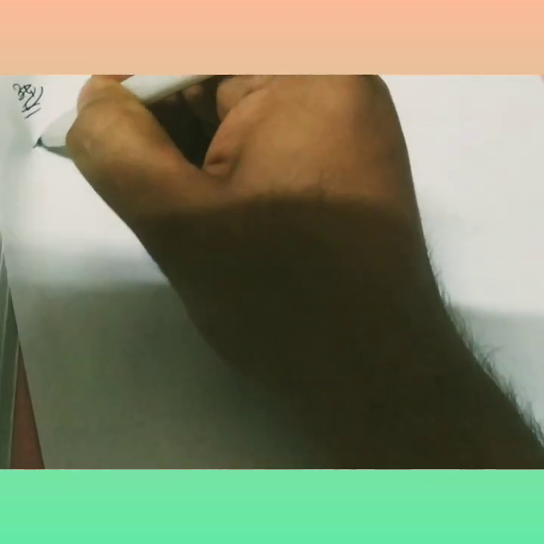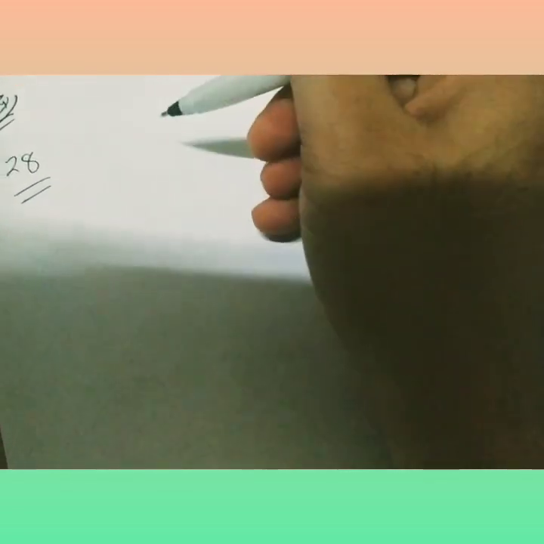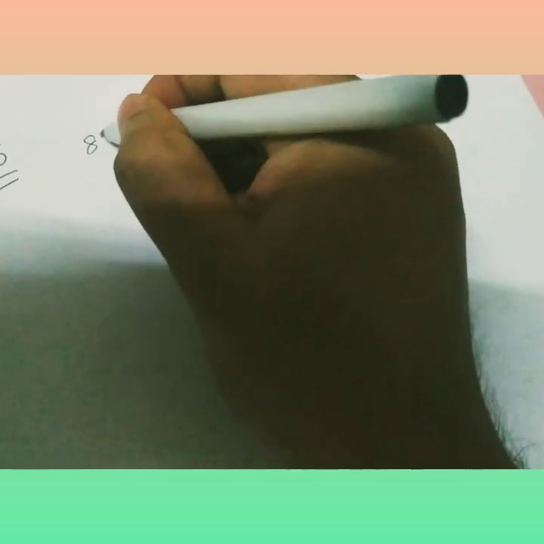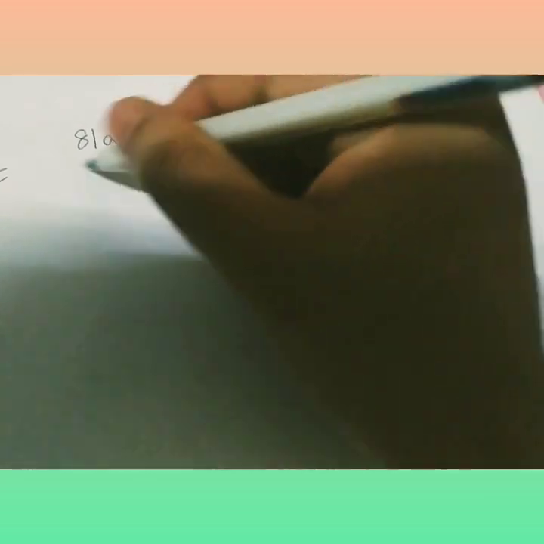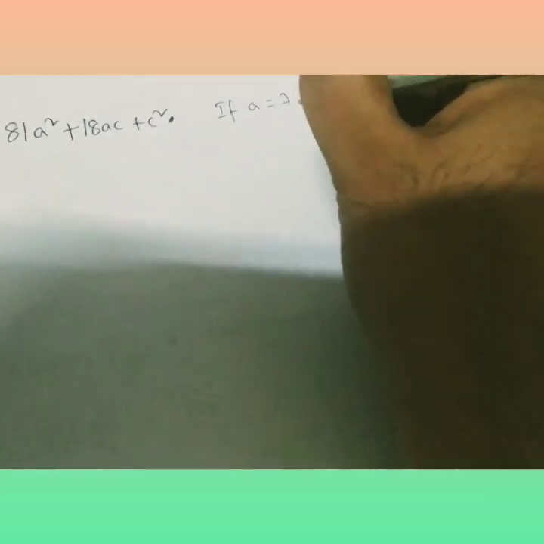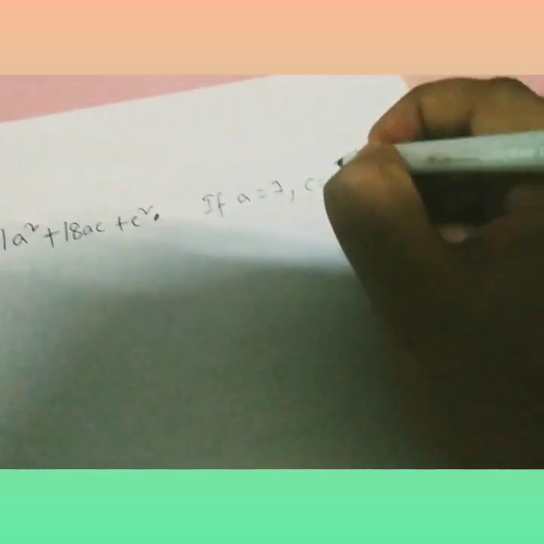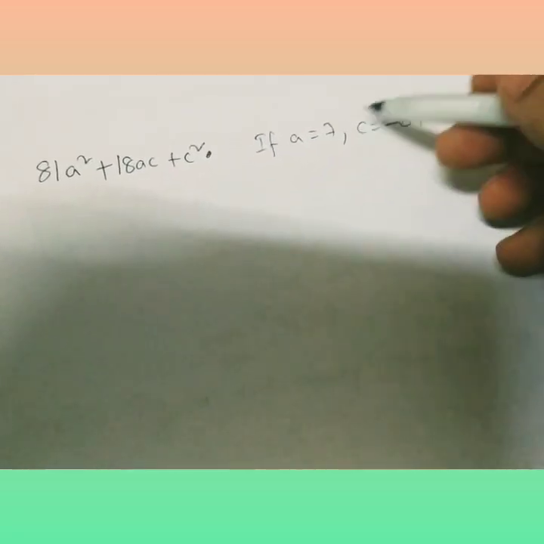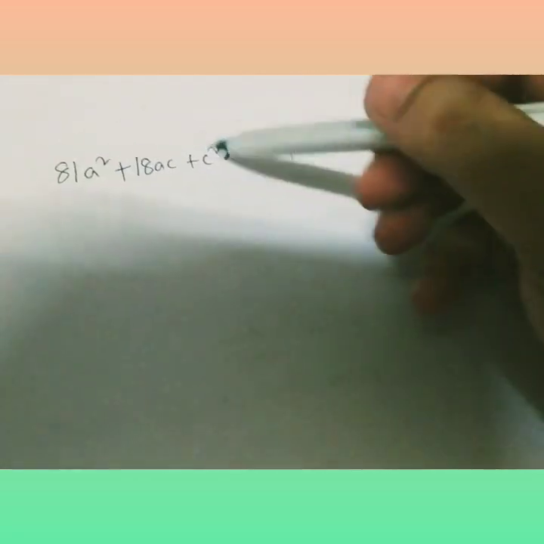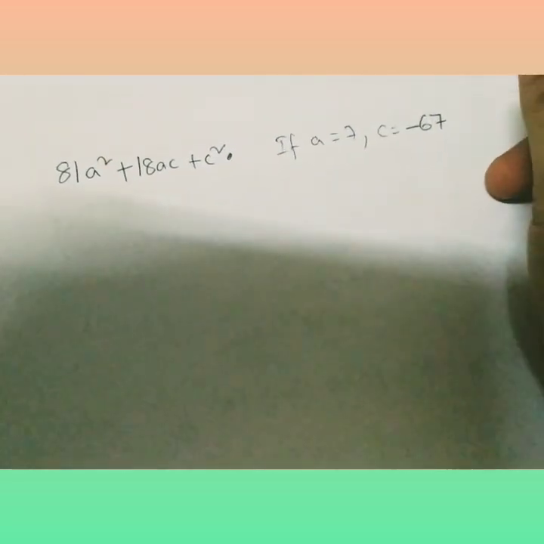Let's try and do another problem, which is actually 28. 28 is given like 81a square plus 18ac plus c square. So I need to find the value of this if a equals to 7 and c equals to minus 67. A equals to 7 is given, c equals to minus 67. So I need to find the value. I need to put the value over here.